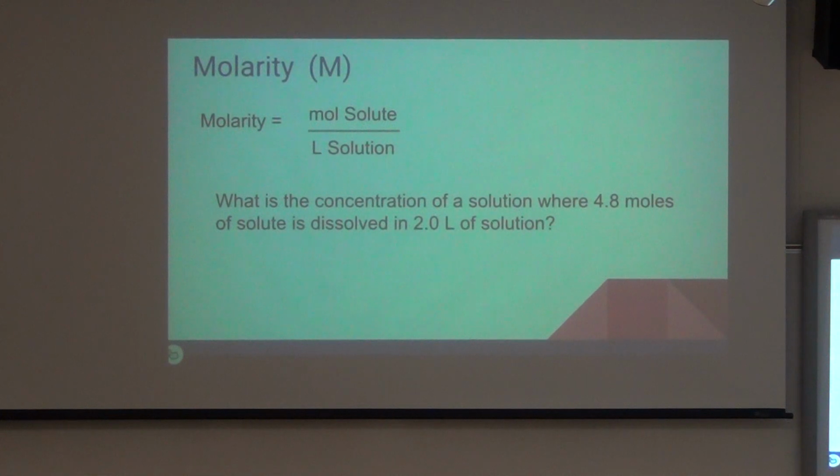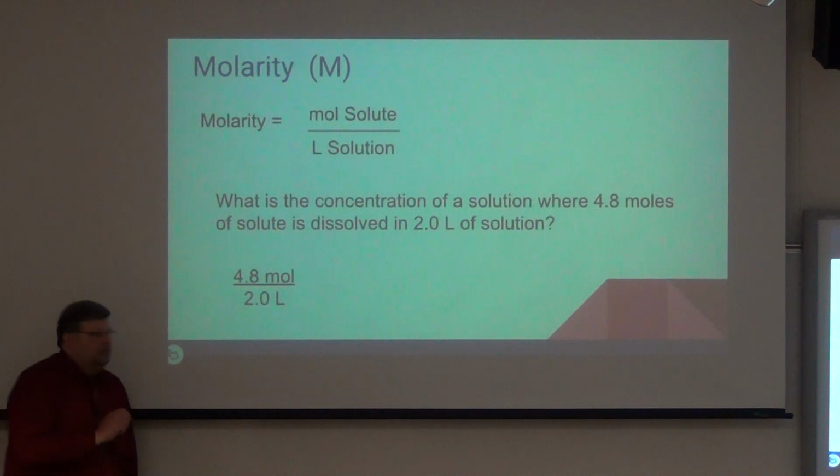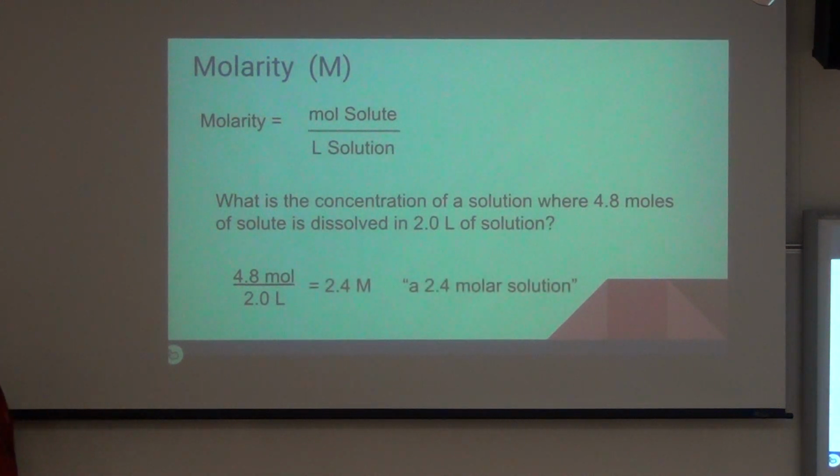So this is an easy one. This doesn't get much easier than this one. We've got 4.8 moles of solute dissolved in 2 liters of solution. This is easy math. 4.8 moles divided by 2 liters is going to equal 2.4. And we would put a big capital M after it. You would read that as a 2.4 molar solution.